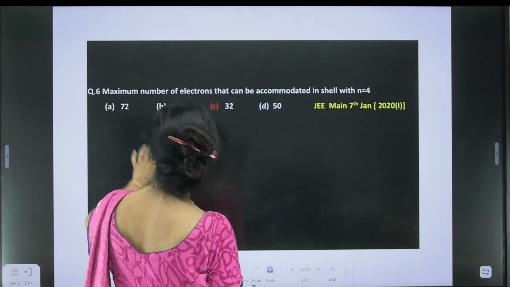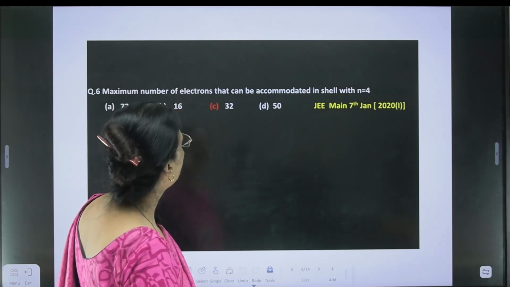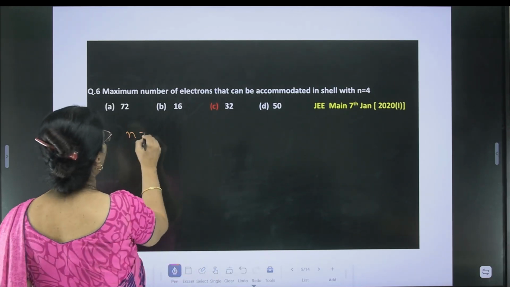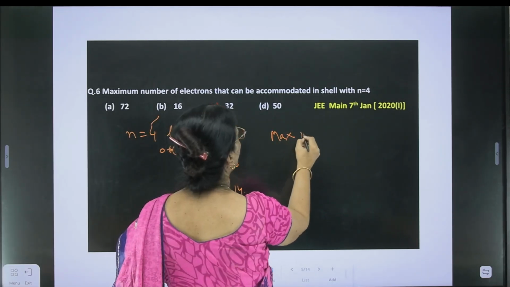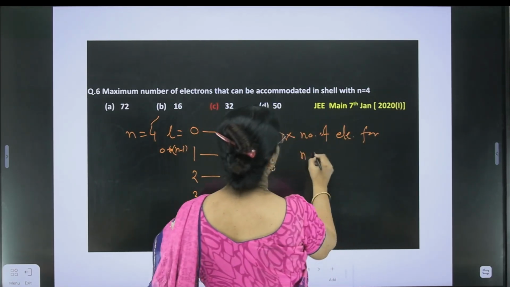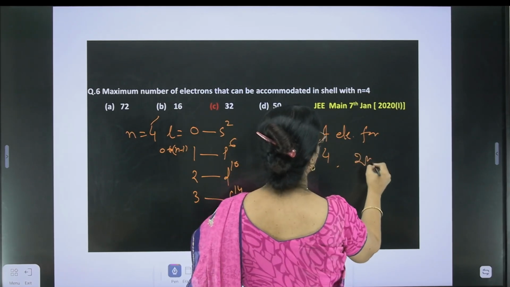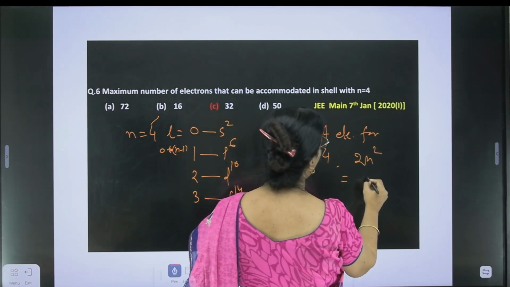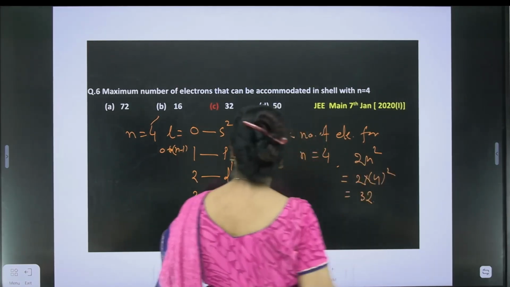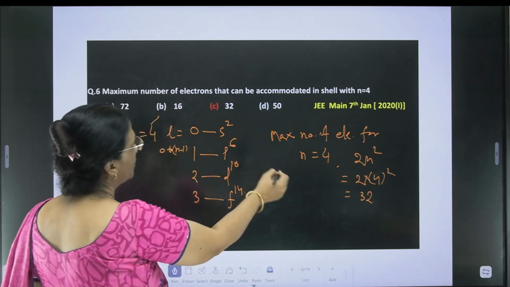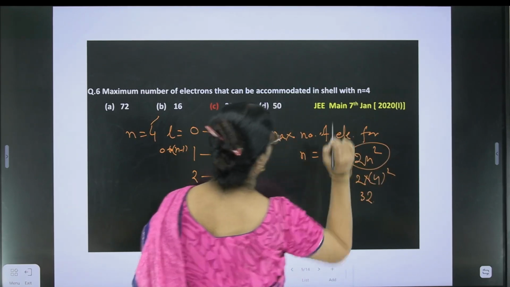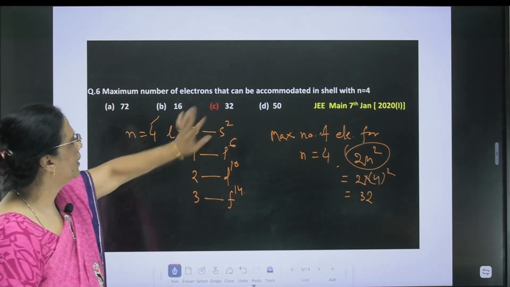Next, maximum number of electrons that can be accommodated in the shell with n is equal to 4. Now n is equal to 4. The number of electrons for n is equal to 4 is 2n square. So 2 into 4 square is equal to 32. Clear? So this is your answer, 2n square. So the maximum number of electrons will be 32.